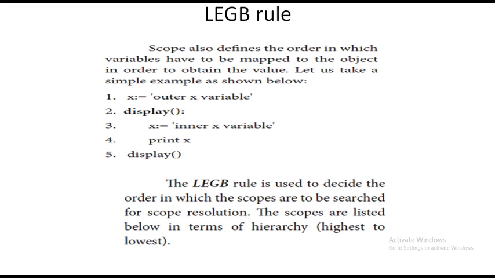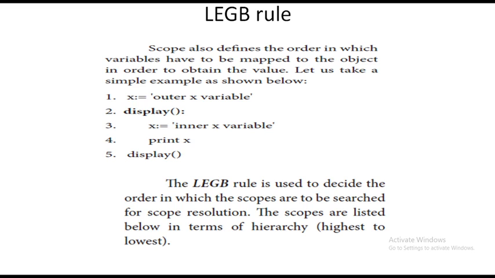They have given an example. See there, x is equal to outer x variable. This is called a global variable declaration, because if you are declaring a variable before declaring any function, that is called a global variable declaration. Next, the function display: x is equal to inner x variable, print x, and display.